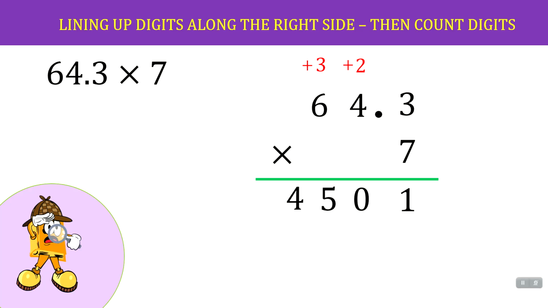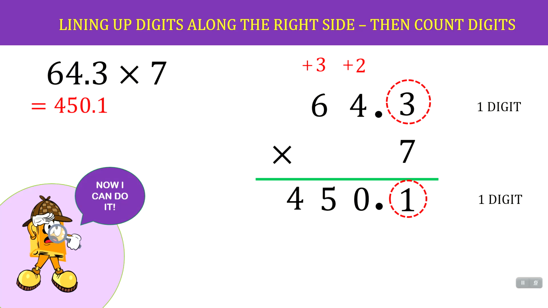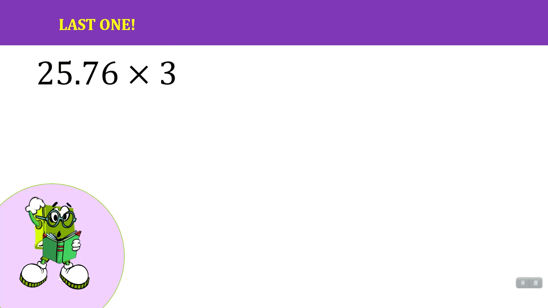We count the number of digits after the decimal point in the question. We can see that there is one digit in the question, and therefore we need one digit in the answer after the decimal point. There is our one digit. We place our decimal point, and now we have our answer, 450.1. Let's do another question this way before we finish.